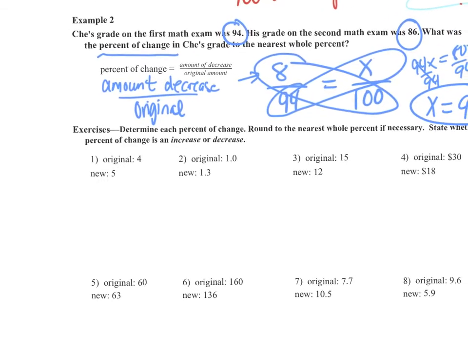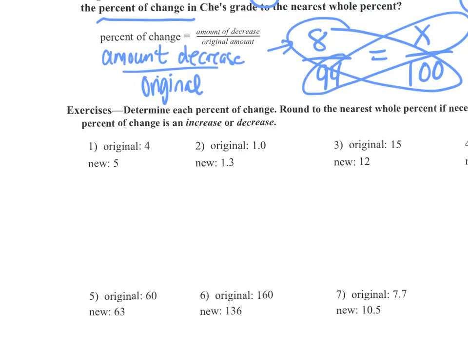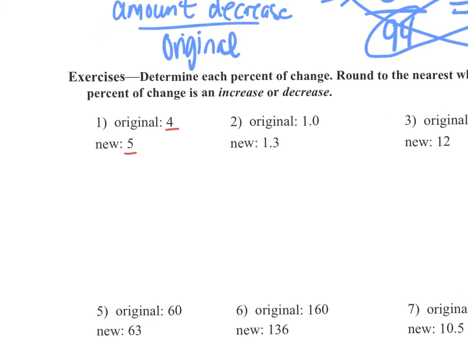Okay, so let's look at these exercises down here at the bottom. Much smaller numbers, much prettier. So number 1, the original amount was 4. The new amount was 5. So did it increase or decrease? Increase. It went from 4 to 5.